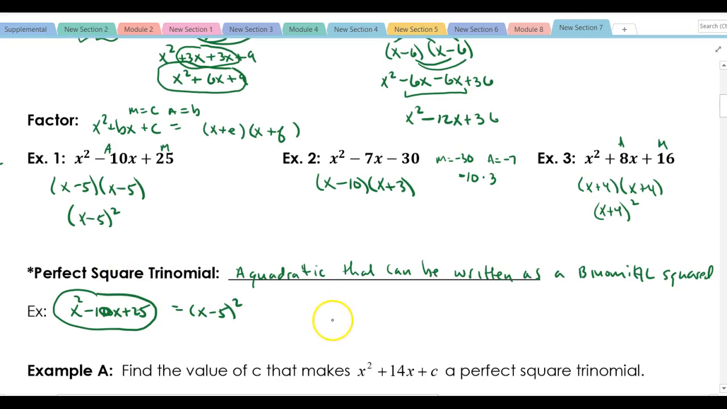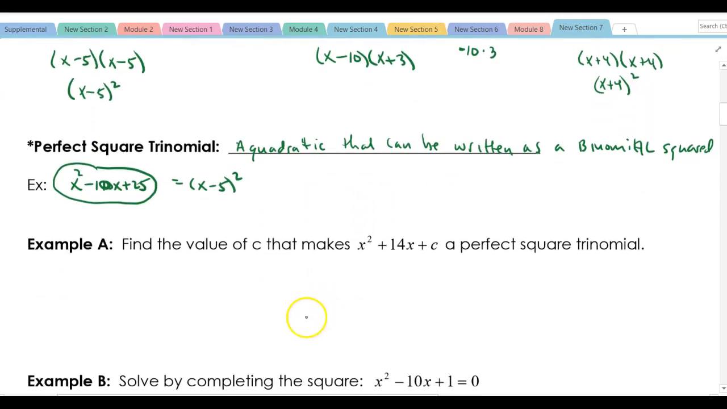Here's the thing though. When we look at it, what is the value of the constant that makes this a perfect square? What would c have to be in order for this quadratic to be a perfect square? Well, how do we find that?